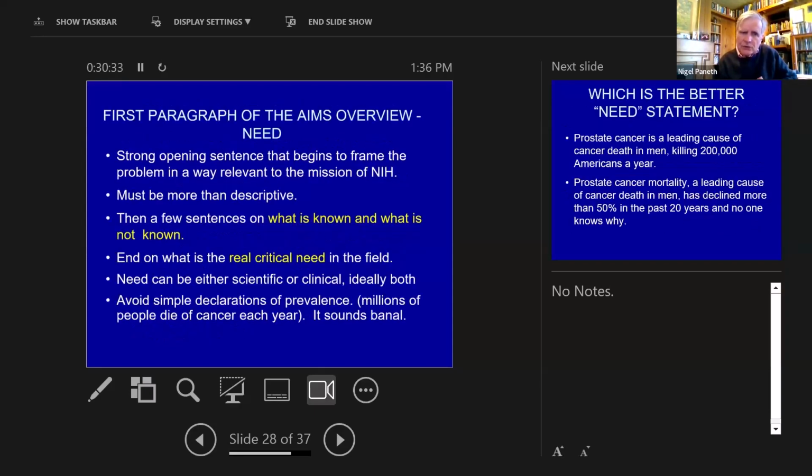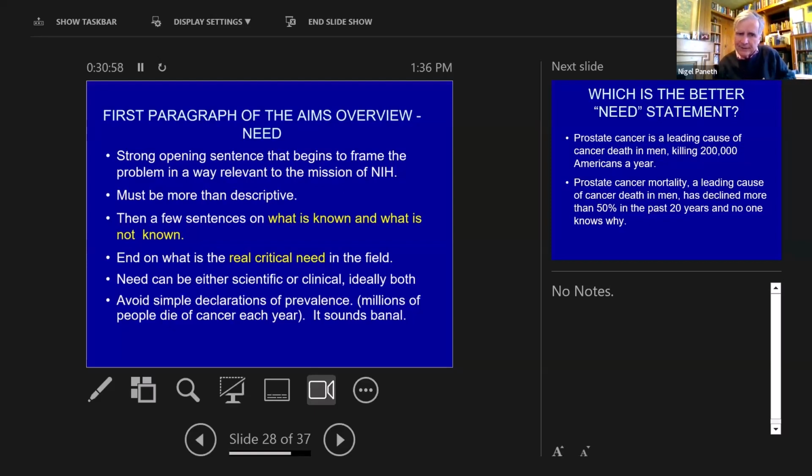So you need a strong opening statement that begins to frame the problem in a way relevant to the mission of NIH. Probably a little more than descriptive. I'll show you an example of what I think is not such a good way to start, but some people do start that way. There should be a few sentences distinguishing what we already know and what we need to know yet. And try to end on what you have perceived as the real critical need.